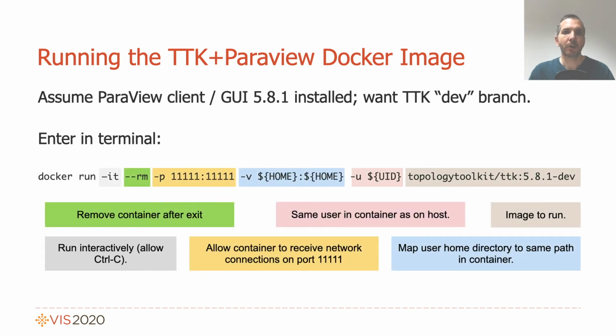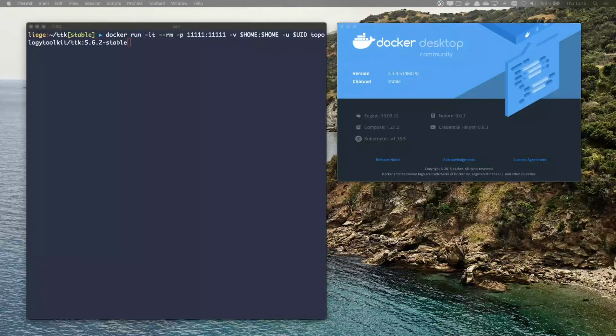Docker run tells Docker to run a container, and the final argument, here highlighted in brown, is the name of the image used to initialize the container. The other arguments here take care of making sure the container is temporary, allowing it to see Paraview output and providing access to the home directory without problems. So let me show you how easy this can actually be in practice.